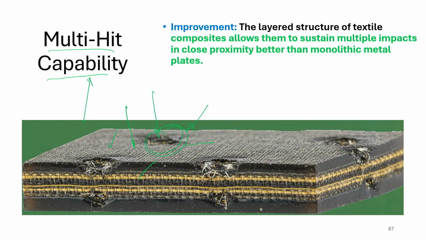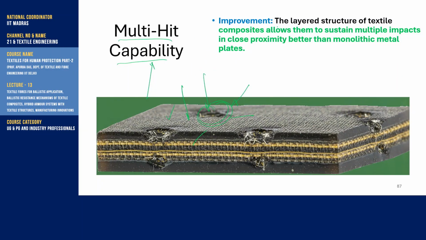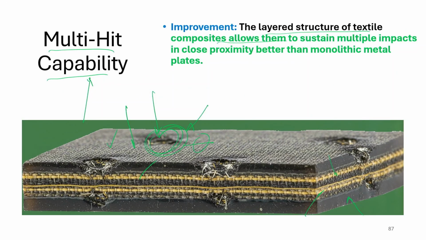So, basically the layered structure of textile composite. Here you can see the layered structure. This is some matrix and then a layer of textile, another matrix, and so on. So, the layered structure of composite allows them to sustain multiple impacts in close proximities. Here you can see the next places we can have some hits. So, it is better than the monolithic metal plates. A metal plate may get cracked or may have dust formation, that we have already discussed.